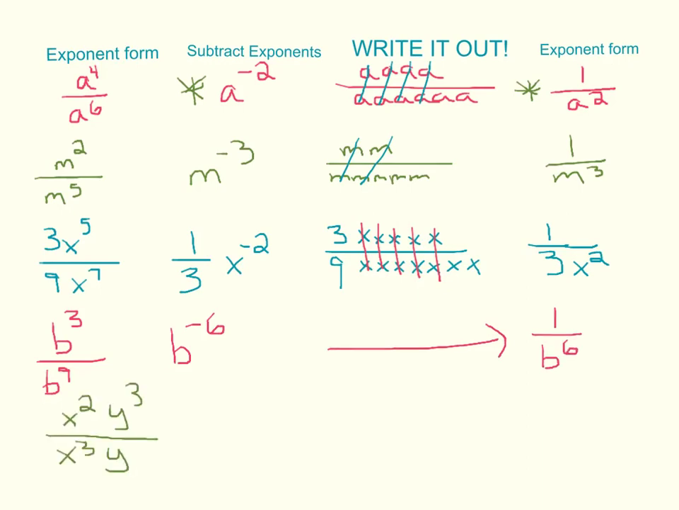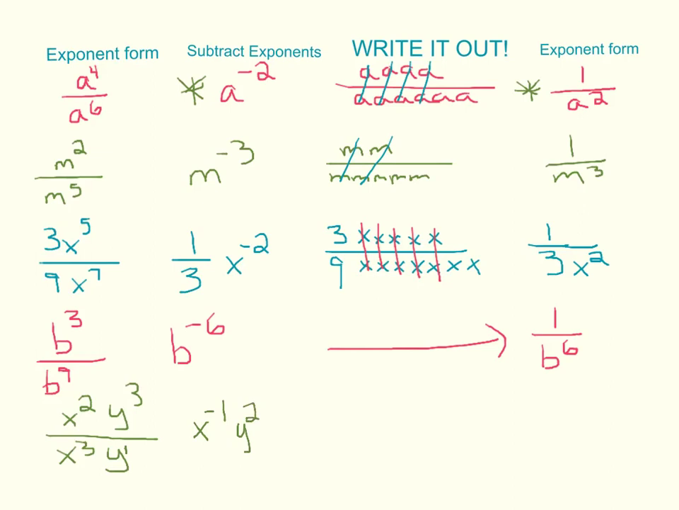Okay, here's our last example. If we subtract our exponents with our x's, 2 minus 3 is -1, so x to the power of -1. But our y's, this would be 3 minus 1, which is y squared. Let's write it all out.